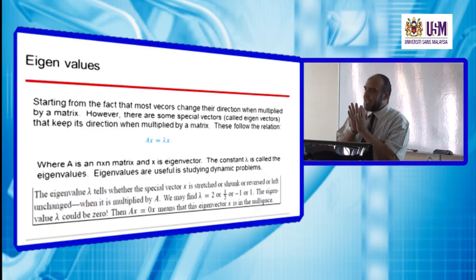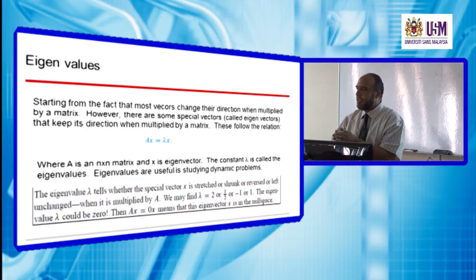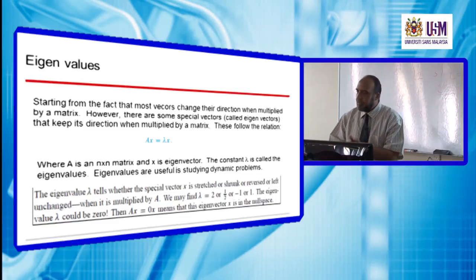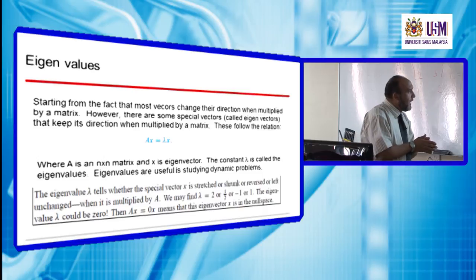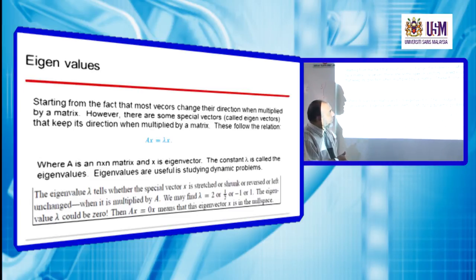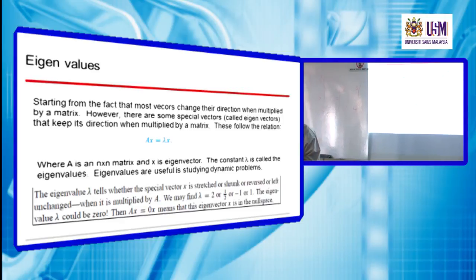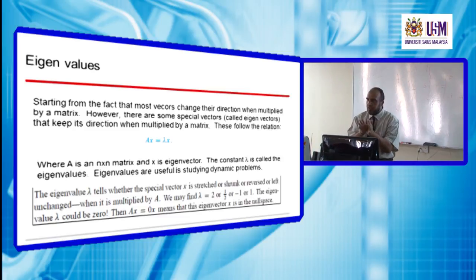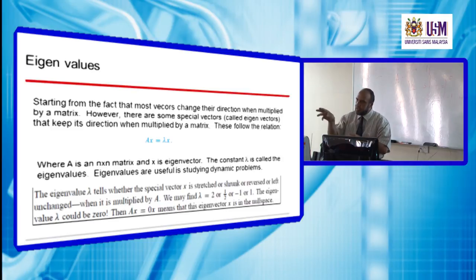But there are some vectors that, when multiplied by the matrix, keep their direction. Their direction does not change. This type of vector is called the eigenvectors. Okay? And they obey the relation A x = lambda x, where A is a matrix, x is the vector, and lambda is a scalar. So the effect of multiplying the vector by a matrix does not imply a change in direction, but a change in magnitude, either stretching or decreasing, or even going to equal zero. If it equals zero, we call it filling the null space.